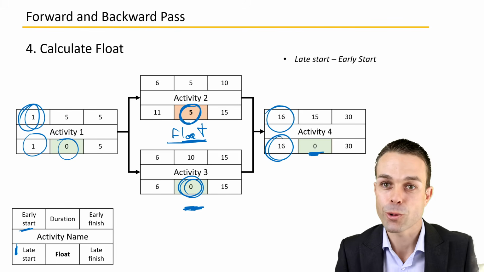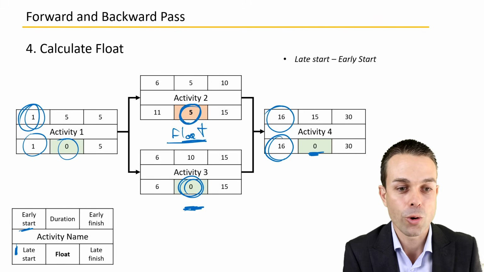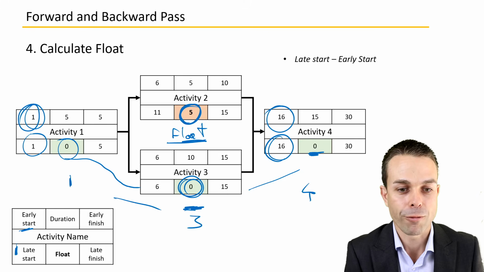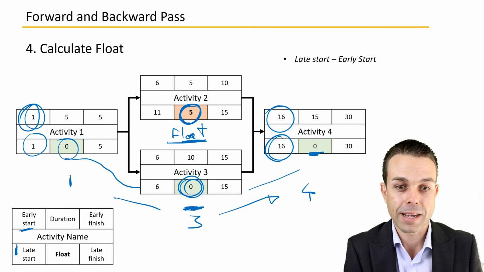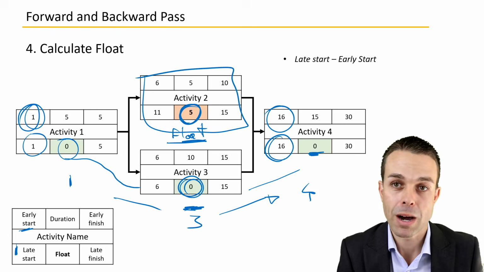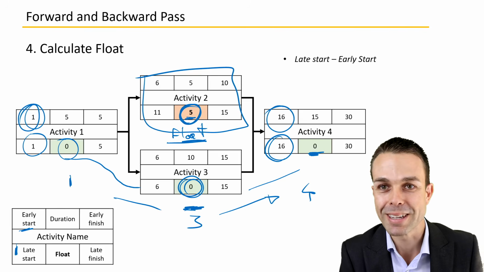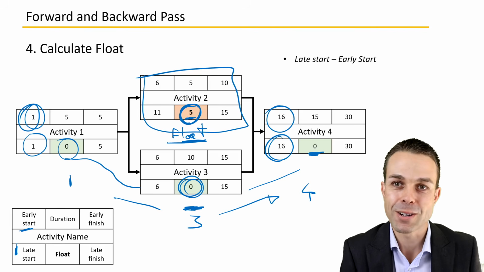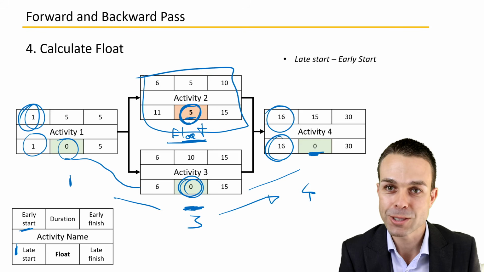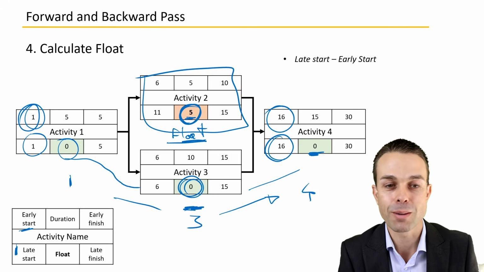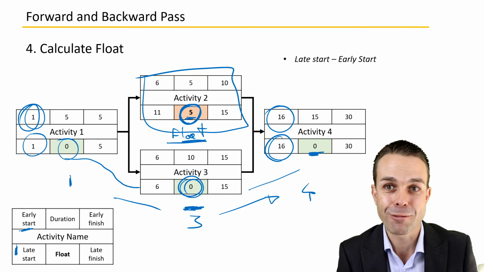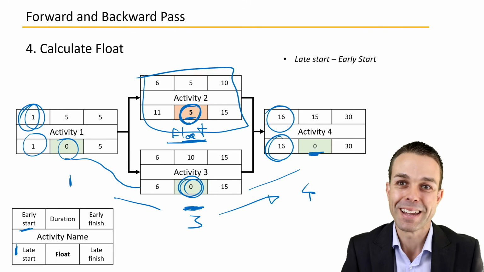So if we know that the critical path is the path with no wiggle room on it, then we can say that the critical path in this case is activity 1, activity 3 to activity 4. And we can also say that this activity up here might be able to be delayed by 5 days if we absolutely have to. Now that is the idea of the critical path method on your schedule network diagram, using the forward and backward paths to calculate float and any wiggle room in your project schedule.